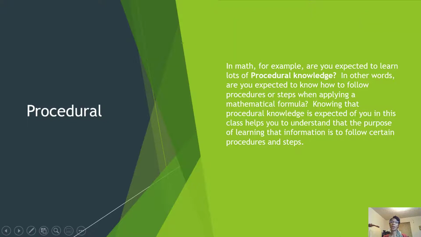The second kind of knowledge is called procedural. So math is a great example of a subject where you learn lots of procedural steps. You're expected to learn how to perform different functions, and there's an order to those operations. Okay, so knowing that procedural knowledge is expected of you in this class helps you to understand that the purpose of the learning for that information is to follow certain procedures and steps.